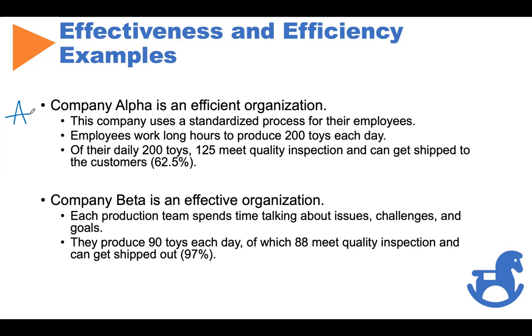So you see that Company Alpha still ships out more product, but they have a lower success rate. And you see that Company Beta ships out fewer products, but they have a higher success rate. So Company Alpha is efficient and Company Beta is effective. So ideally, you want to ship out the 125 at a 97% success rate. That would be ideal. And then both Company Alpha and Beta would be more successful.